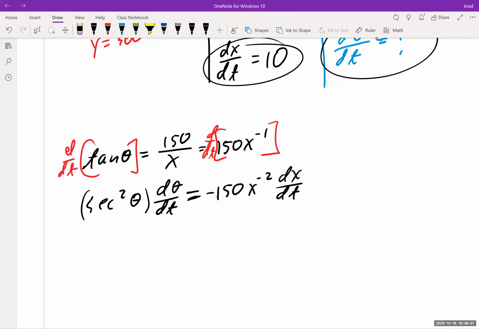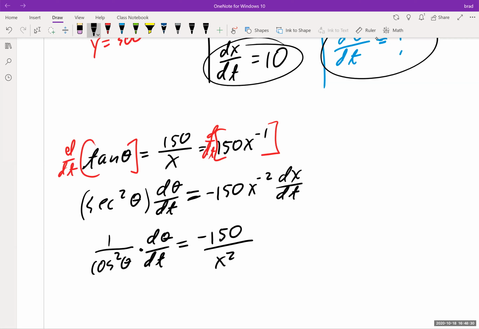So let's see how we're going. I'm doing this differently than I did in my notes. In my notes, I converted it to cotangent just so I didn't have the x in the denominator. It was just in the numerator, but we'll see how it goes from here. So now my job is to what? Let's see here. This would be secant, which is 1 over cosine squared theta, d theta dt equals negative 150 over x squared dx dt. Okay, so now we can use the when info.